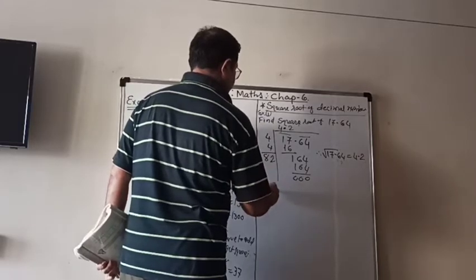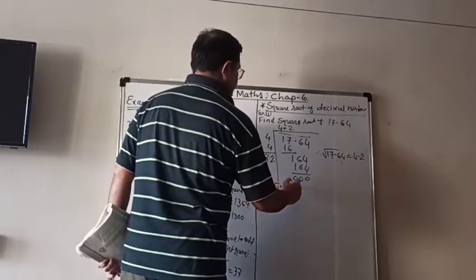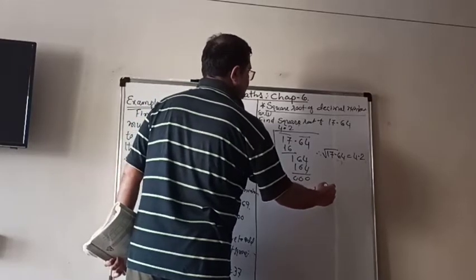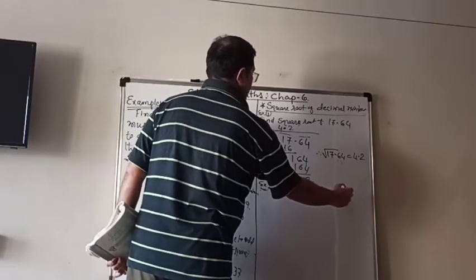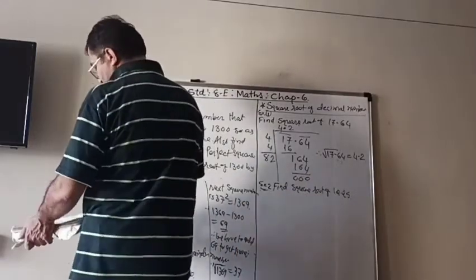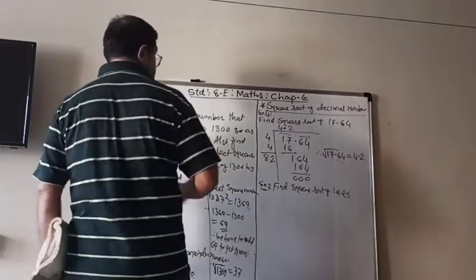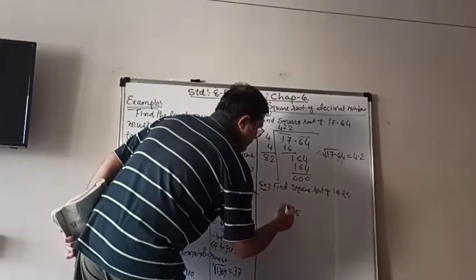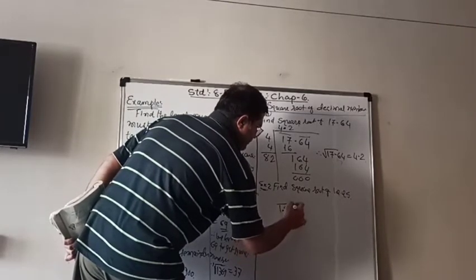Example 2. Find the square root of 12.25. So here also we have to do the same thing. Pair from this side and pair from this side.